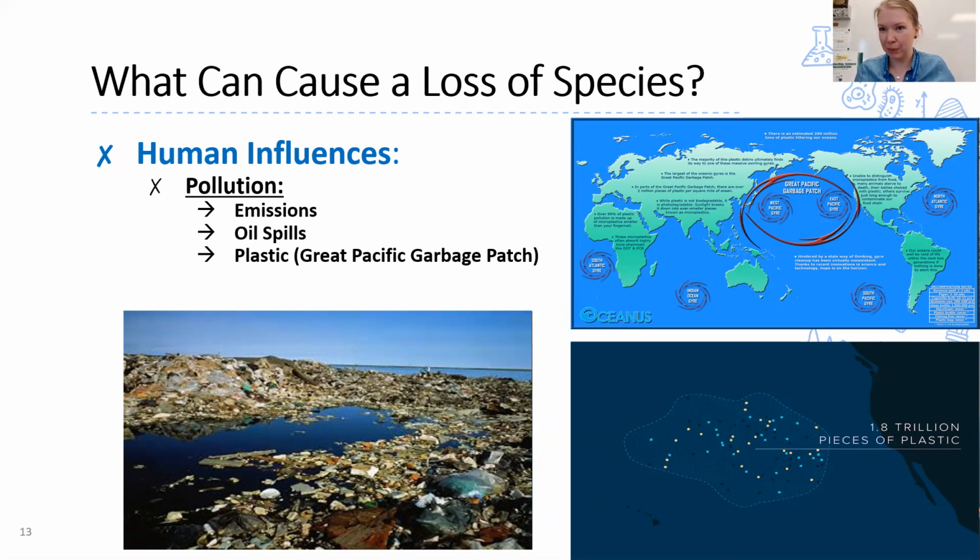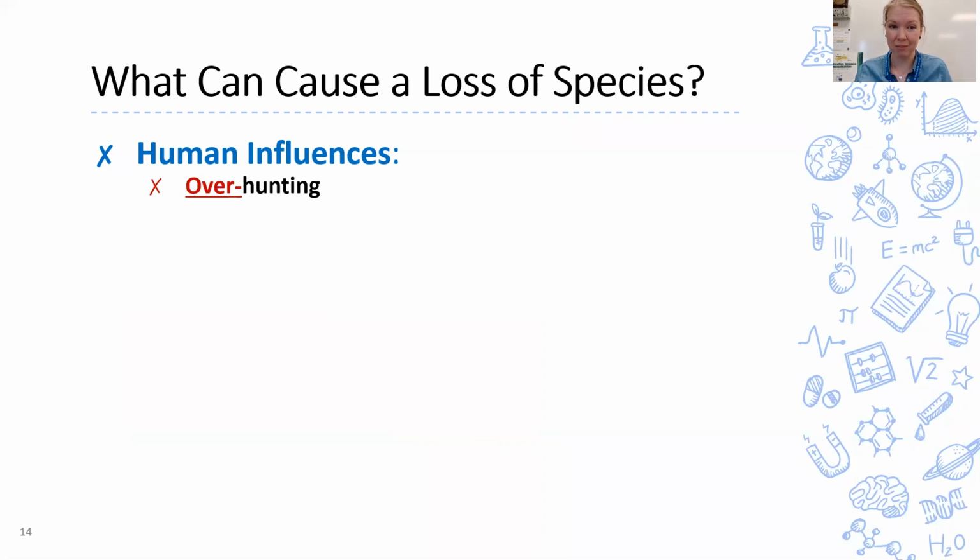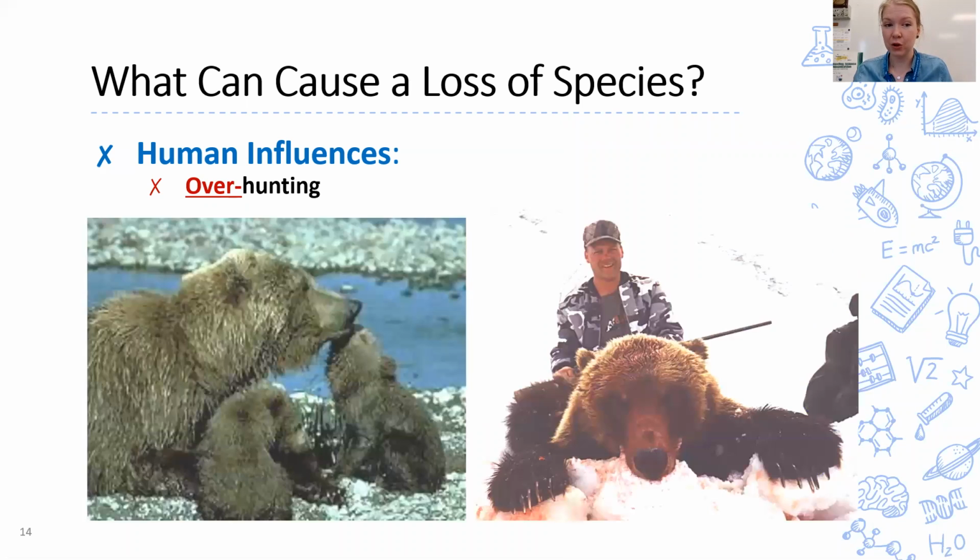And as the plastic breaks down, organisms like different marine species think this plastic is food, and they eat it, and then it gets caught up in their system and they die. And then also pesticides kill off species. When you're just trying to get rid of some weeds, it can have an effect on like the surrounding organisms as well. Some other human influences include overhunting. And so I want to put emphasis on the over part here, because there's nothing wrong with hunting. It's when you overhunt, especially species that are currently threatened or endangered.